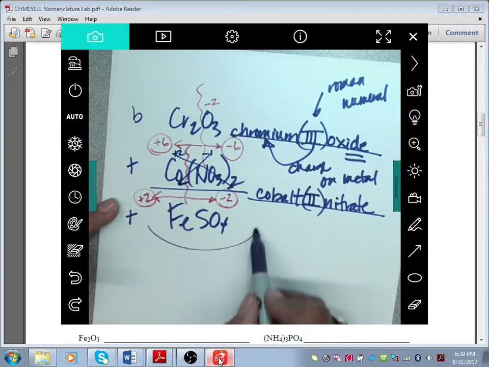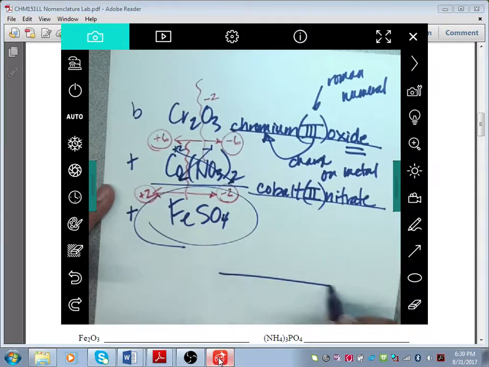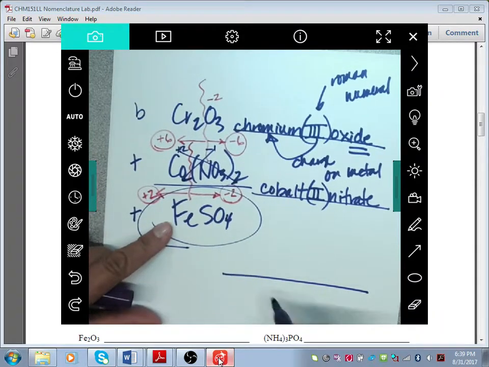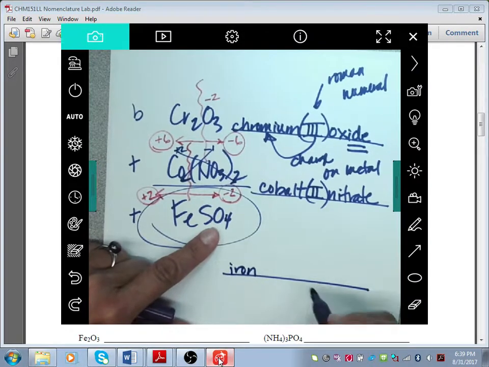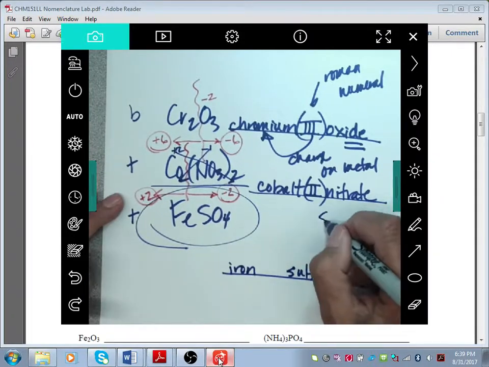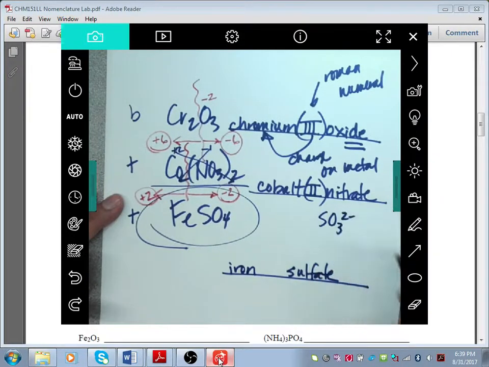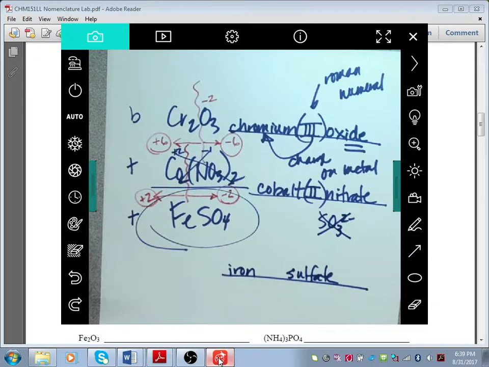All right, let's look at FeSO4, okay? What's Fe? Iron. SO4 is sulfate. Okay, SO3, what's SO3 called? Sulfite, all right? So it's a little bit different. It's not sulfite, we're working with sulfate.